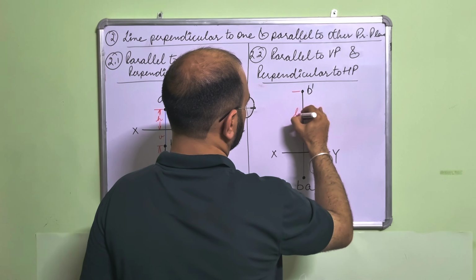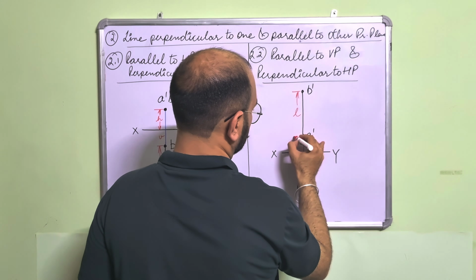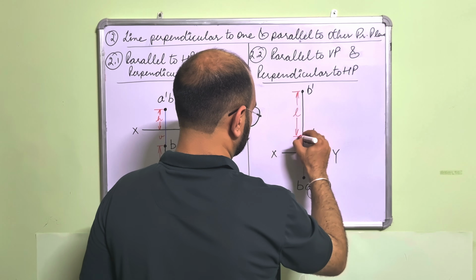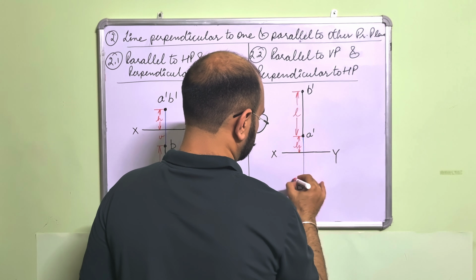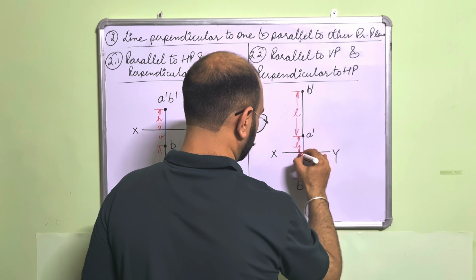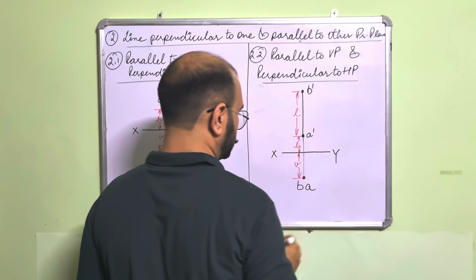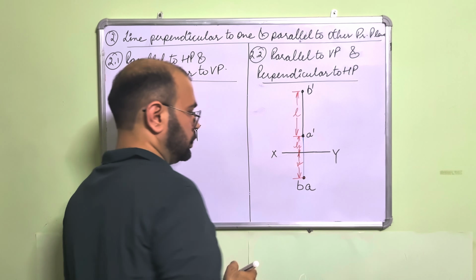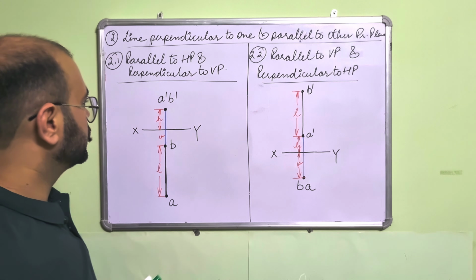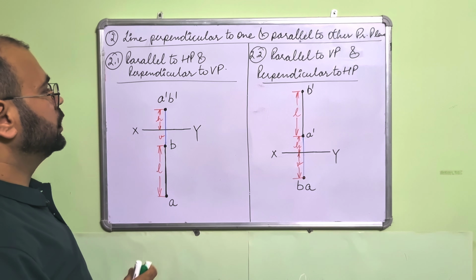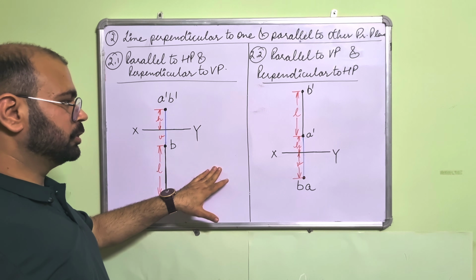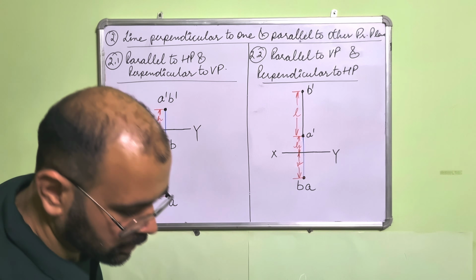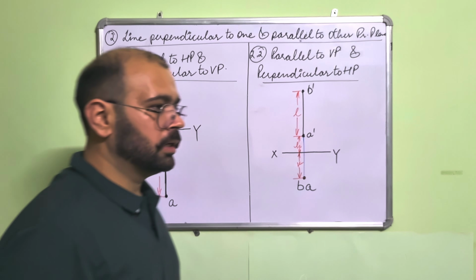This is the length of the line, L. This is the distance from HP. And this is the distance from VP. So this is common and will remain the same. I suppose this is also clear to you: line perpendicular to one and parallel to the other principal plane. So this is the second case of projections of lines.